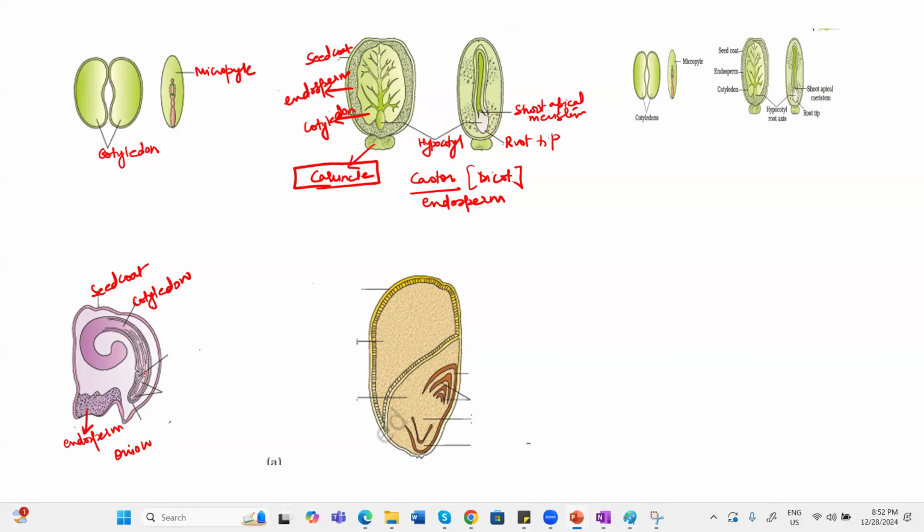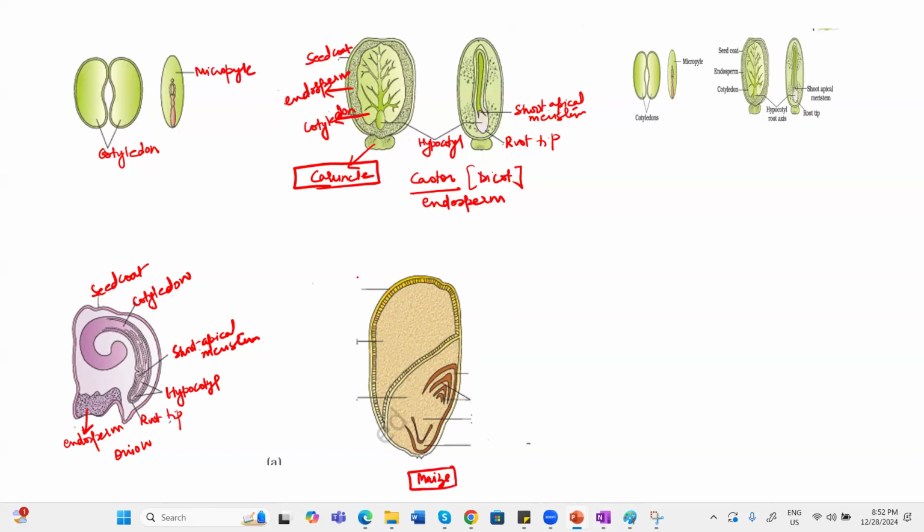Clear? Now, if you see here, this is hypocotyl. This is apical meristem, shoot apical meristem, and this is root tip. Clear? Now, this is an example of the maize seed, monocot maize.